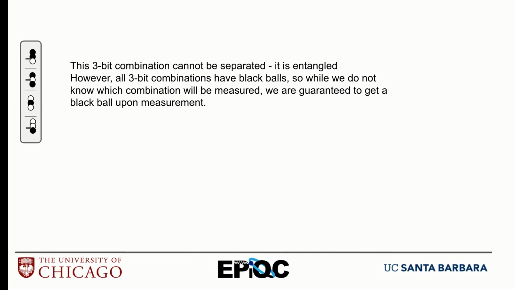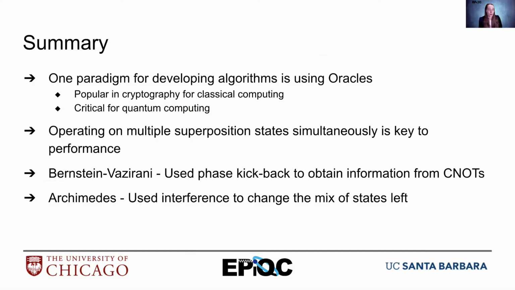At the end, we ended up with 4 states left. It's impossible to take these out to the original 3 qubits, and that's okay. That means that they're entangled. So we ended up with 3 entangled qubits. And what we also notice is that all of these 3 ball combinations have a black ball in them. So that's the reason why we're guaranteed not to get a white ball, is because interference made it such that all of the 3 white ball combinations were no longer possible. And so anything we read out will have a black ball in it, guaranteed. So in the first algorithm, we used phase kickback. And in the second algorithm, we used interference.